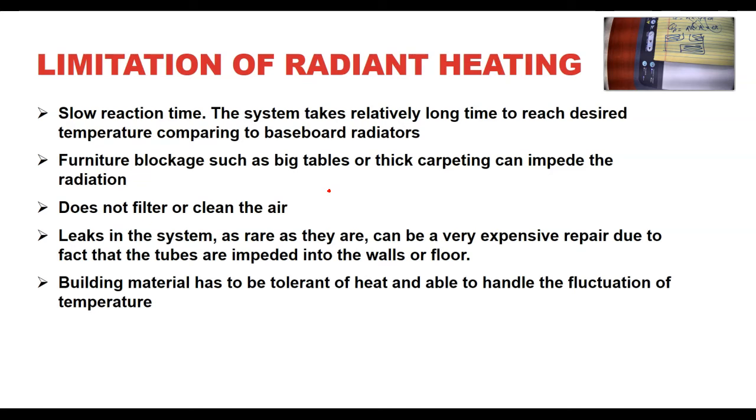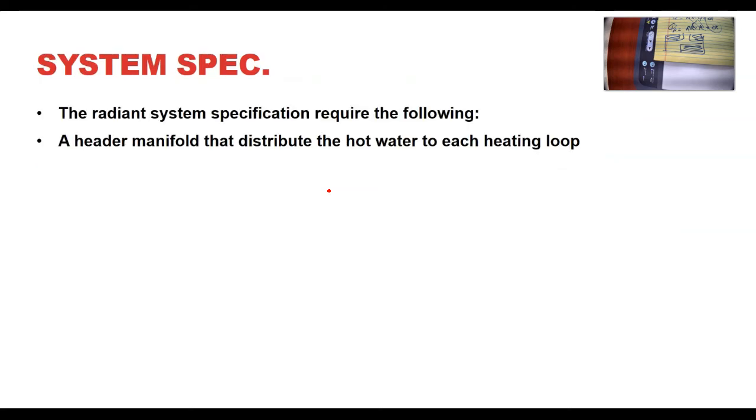Okay, building material has to be tolerant to the heat. I mean, if you have carpet or padding that cannot tolerate a temperature of 95, that should be coordinated with the building people. Okay, system specification. The radiant system specifications are as follows. You have a header as a manifold, and so again, you have a hot water system supply in here that supplies all those rooms, and the incoming water will go back and unify into a manifold.